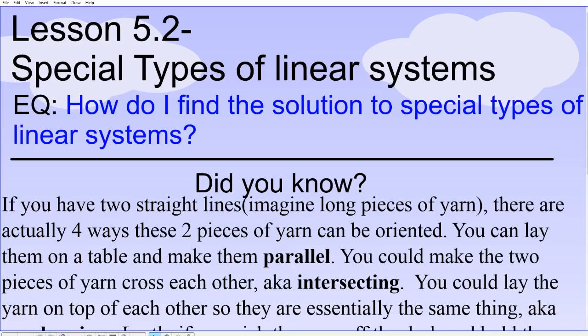In this lesson, we're talking about special types of linear systems. In the last lesson, we solved systems of equations by graphing. In this lesson, we're still looking at graphing, but we're looking at how there are other solutions we might get. So the essential question says, how do I find the solutions to special types of linear systems?